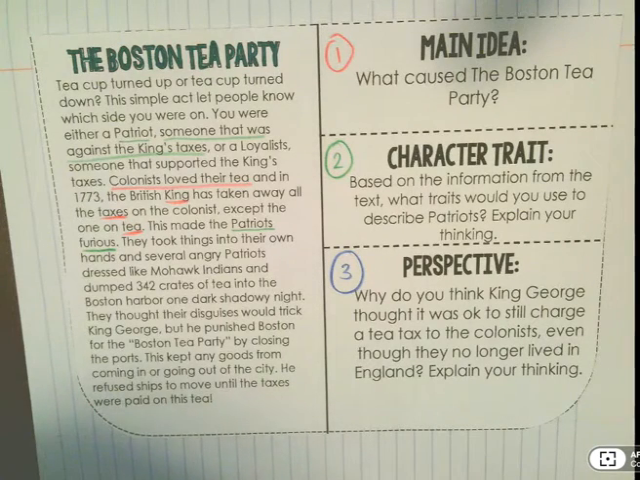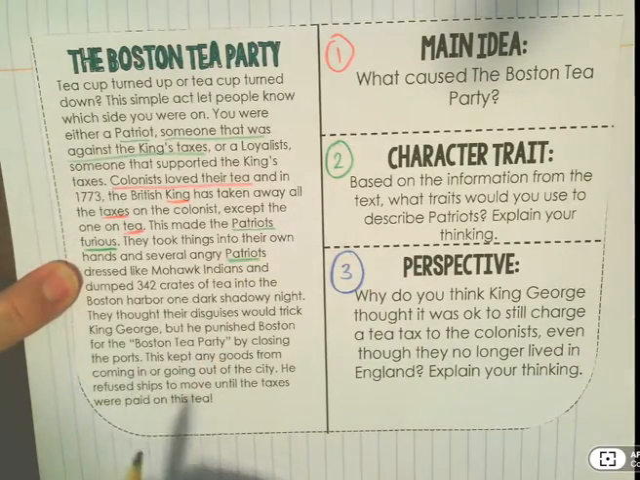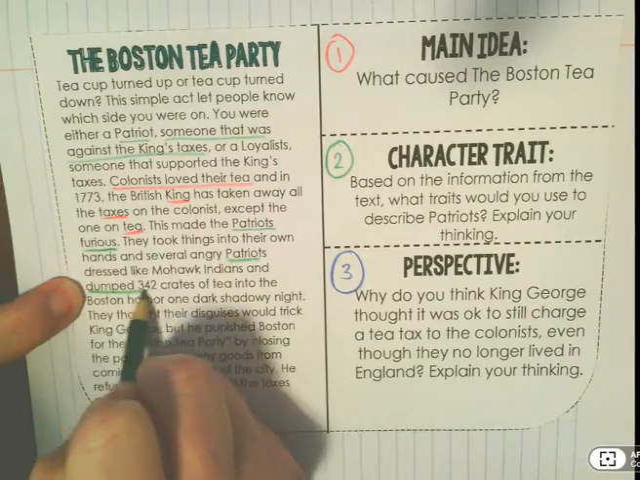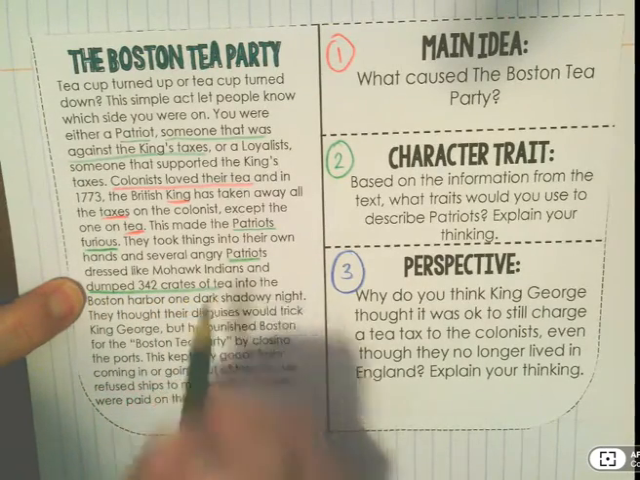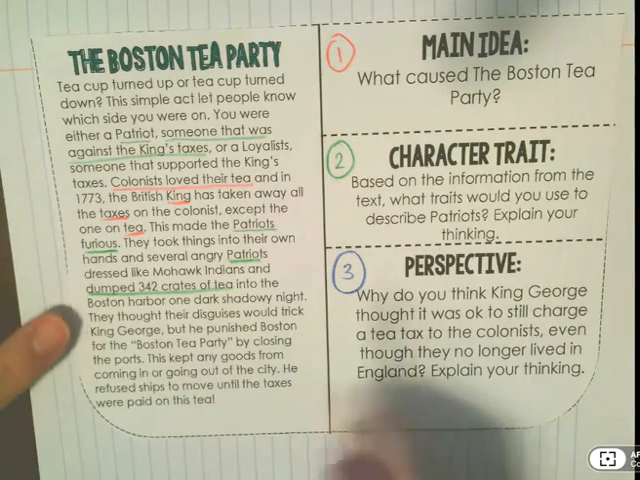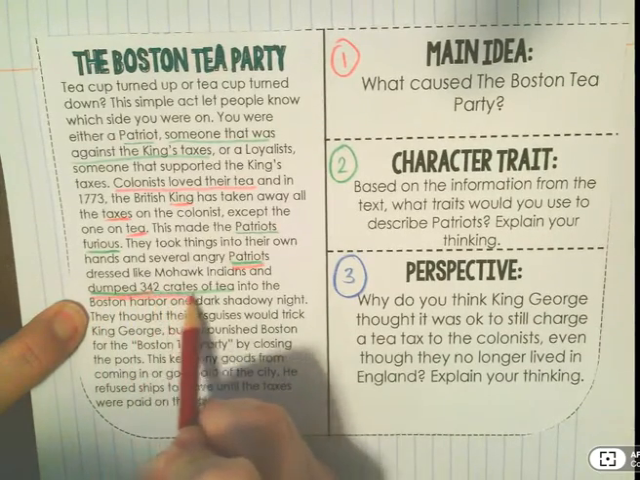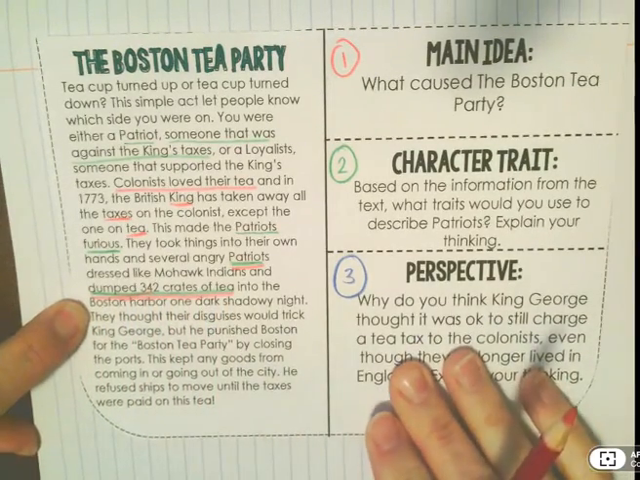They took things into their own hands, and several angry patriots dressed like Mohawk Indians and dumped 342 crates of tea into the Boston harbor one dark, shadowy night. All right, so we've got those patriots again. And we know those patriots, they're the ones that dressed up and dumped those 342 crates of tea. But then it's also going to help us with our main idea, because the fact that those patriots dumped that tea is a really important detail. So we're going to include that as a main idea helper as well.